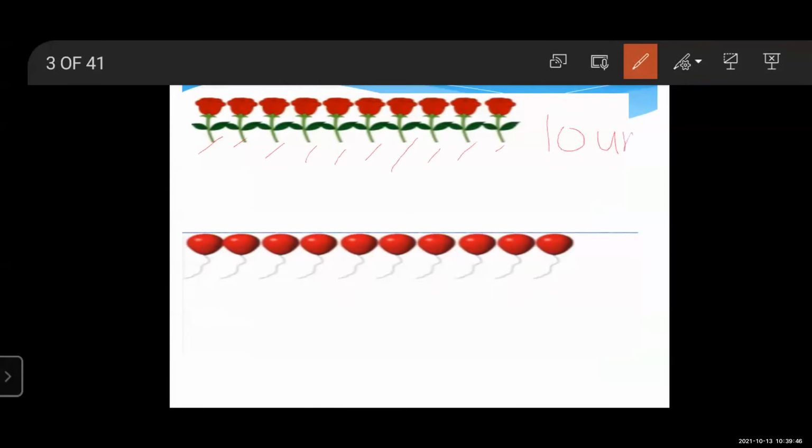10 units. Okay, children, see, these are separate. All the flowers are separate, so these are 10 units. Okay, because they are separate, they are unique. But when you tie those flowers, then it becomes a ten. When you make a bundle of 10 flowers, it becomes a ten.